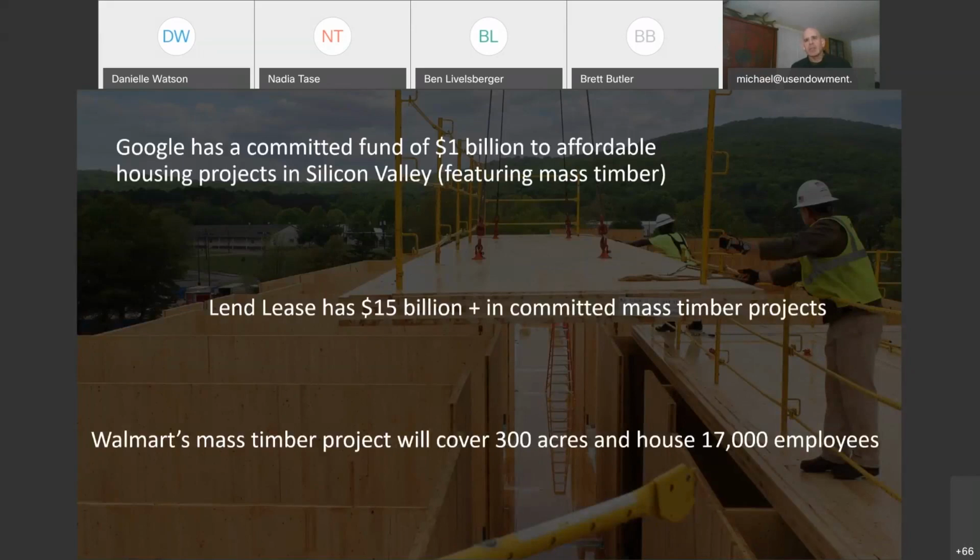So, just to follow up a little further on this, Google has actually made a commitment of a fund of $1 billion to provide sustainable housing just in the Silicon Valley. Lend-Lease, which is a nationwide builder of all kinds of different types of buildings, has $15 billion already committed in mass timber projects. And Walmart's campus that they're building out in Arkansas is about 300 acres total. It's going to house 17,000 employees, and it's a mass timber solution. That's what they're looking for.